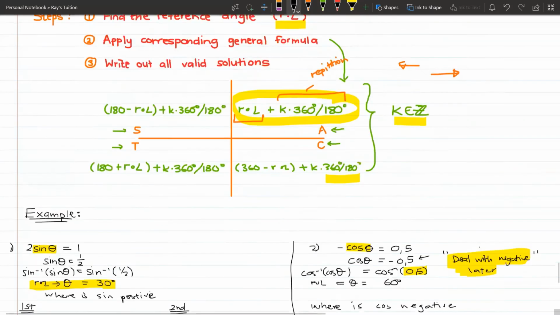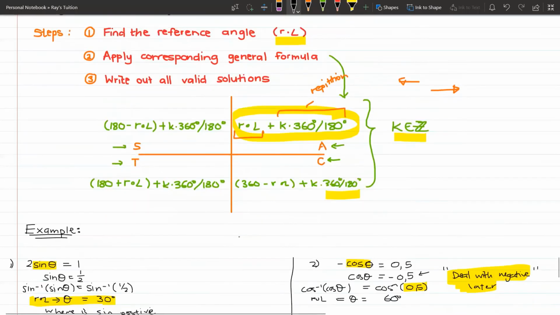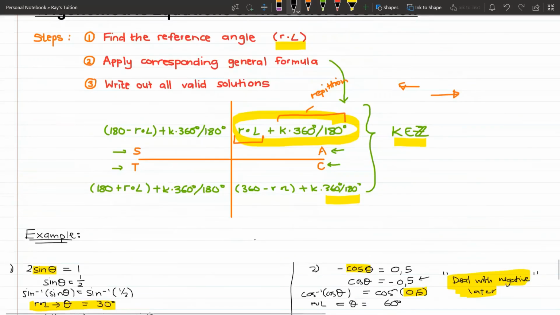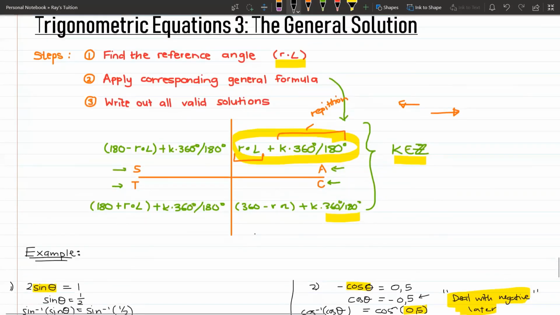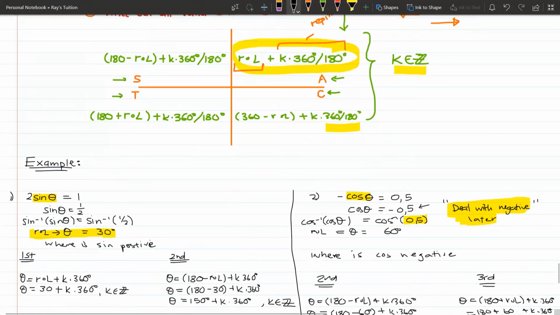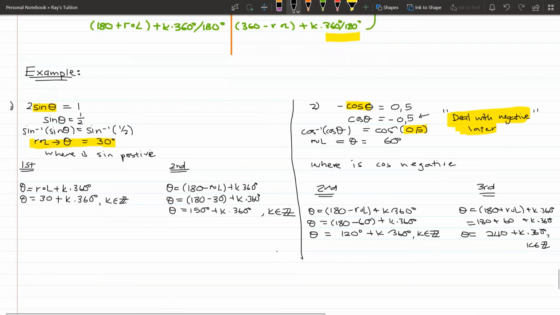Okay, so those are the steps. Number one, we find our reference angle, and we've gone over how to do that in the previous video. So please revise trig equations video 2 if you're unsure about that. Then we apply the corresponding general formula by seeing in which quadrant the ratio is positive or negative, depending on what the question was. And finally, we write out our solutions.